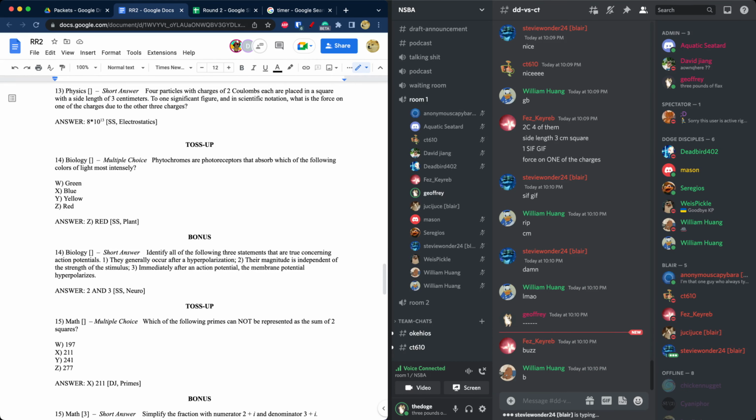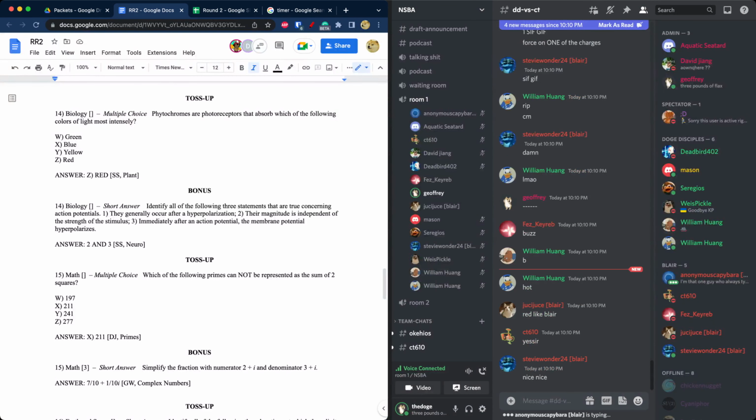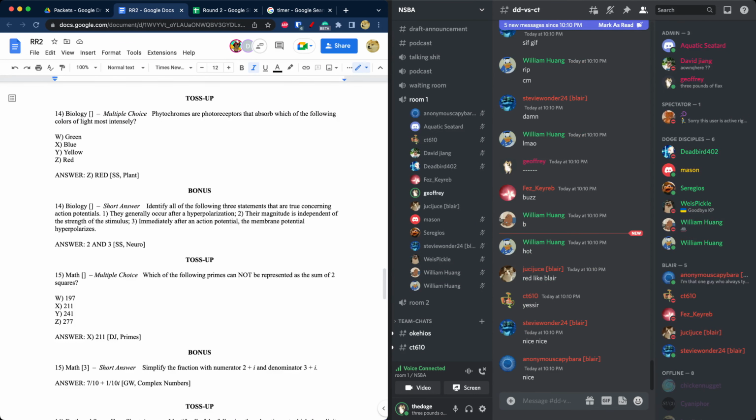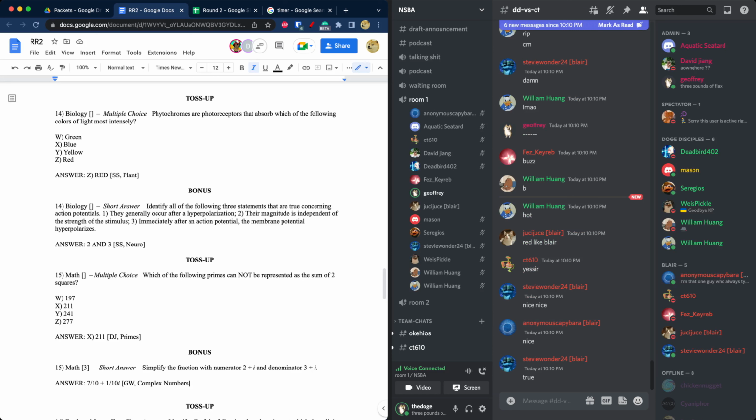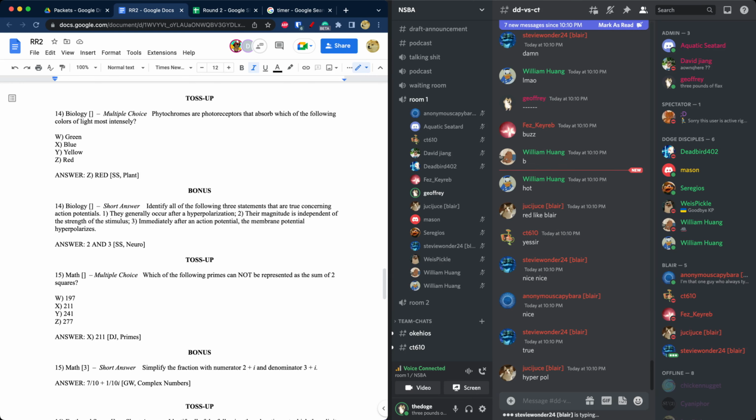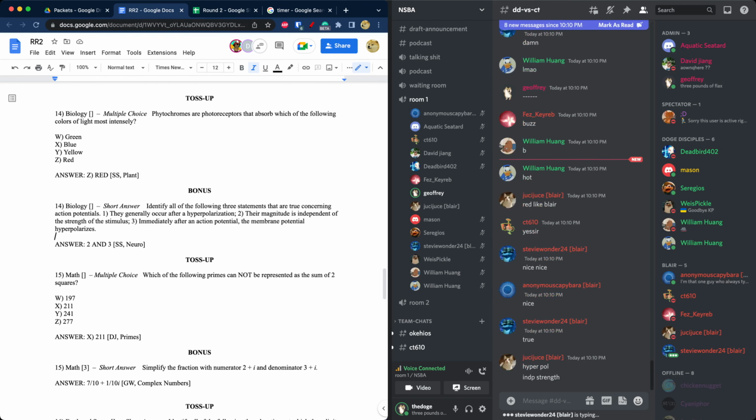Bonus biology short answer. Identify all of the following 3 statements that are true concerning action potentials. 1. They generally occur after a hyperpolarization. 2. Their magnitude is independent of the strength of the stimulus. 3. Immediately after an action potential, the membrane potential hyperpolarizes.